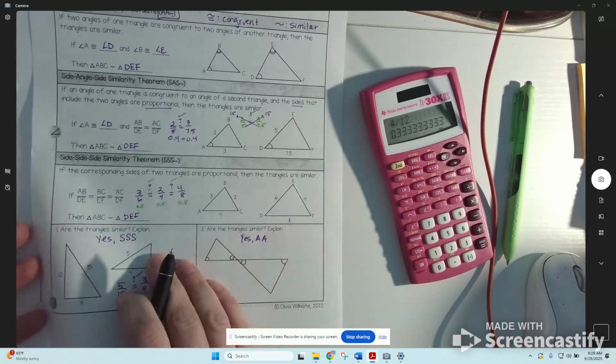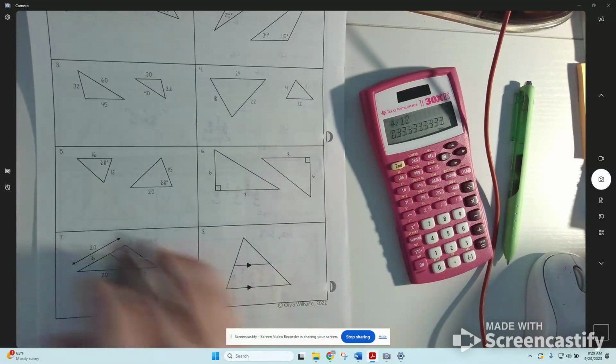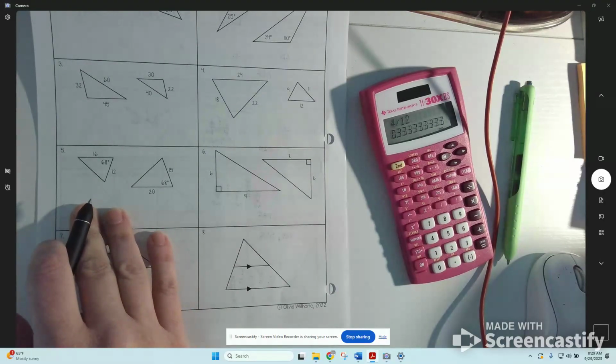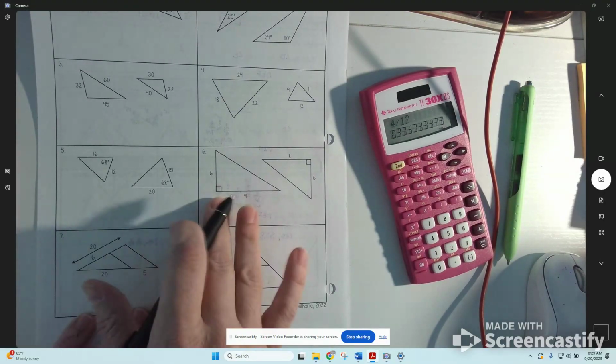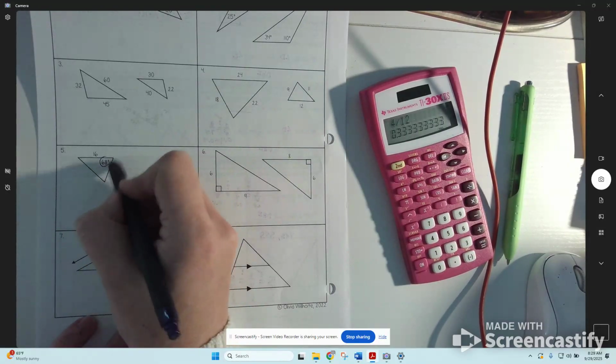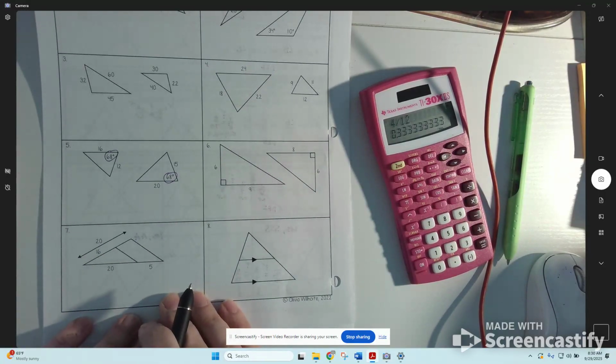All right, let's see if we can find a side angle side on this side. Let's see. Okay, I'm going to go to number 5, and then I'll be done for now. And then if you would like to get to the assignment, you can. I might actually give you some advice on number 6 now that I'm looking at it. So I certainly know that those angles are congruent to each other, so that's a start. And now what I need to check is whether the sides are proportional.